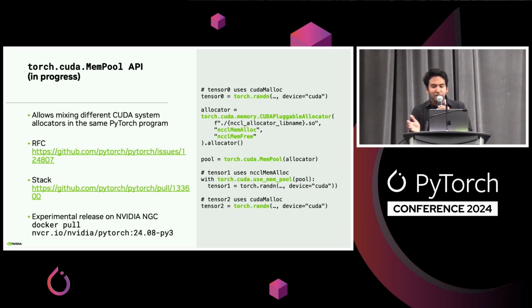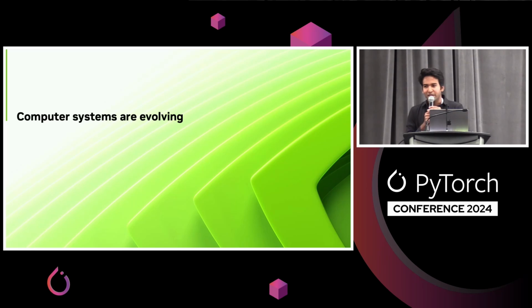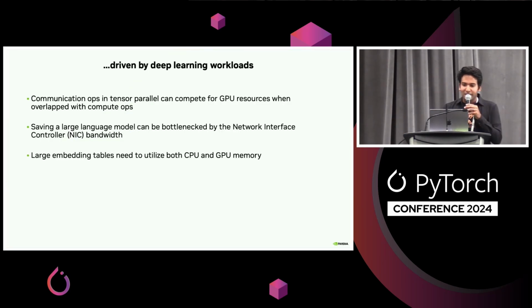For the rest of the talk, I want to talk about why we need to use different allocators in the same PyTorch program. In my opinion, this is really because computer systems are evolving, which is very evident if you just compare system diagrams over the last few years. They're really being driven by deep learning workloads, and the need to change certain parts of a system arises when we are trying to accelerate these workloads.